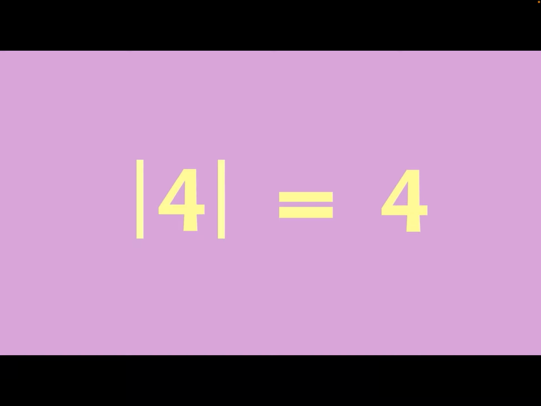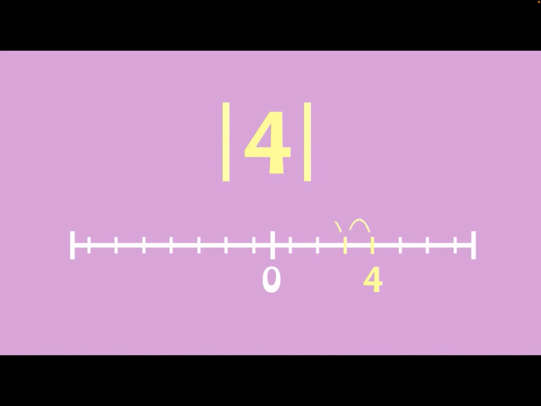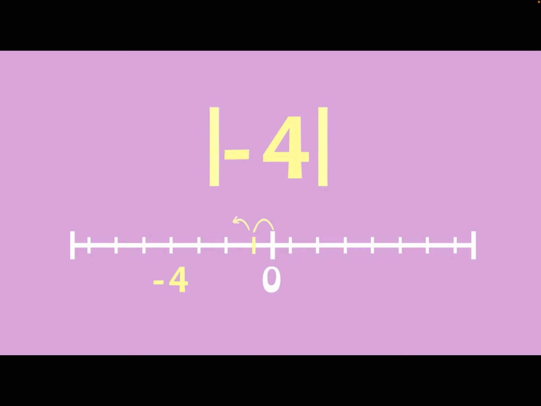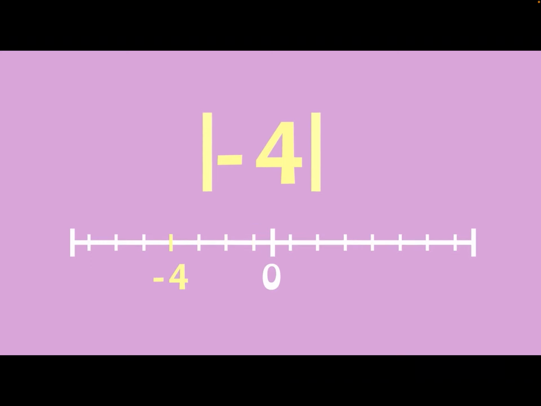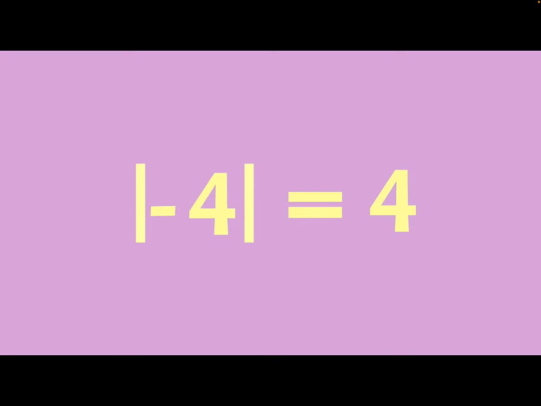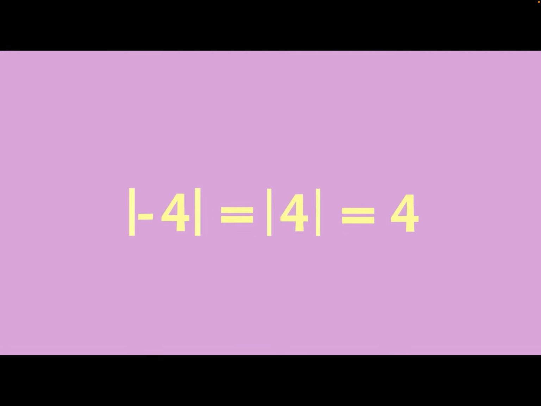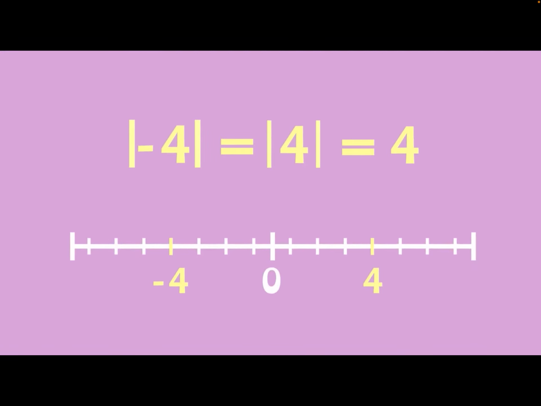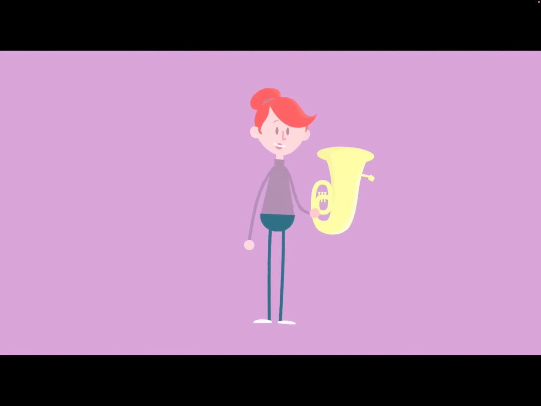The absolute value of 4 is 4, because 4 is 4 places from 0 on the number line. Negative 4 is also 4 places from 0 on the number line, so its absolute value is also 4. Absolute value is always a positive number, because it's the distance from the other number, in this case 0, no matter the direction.